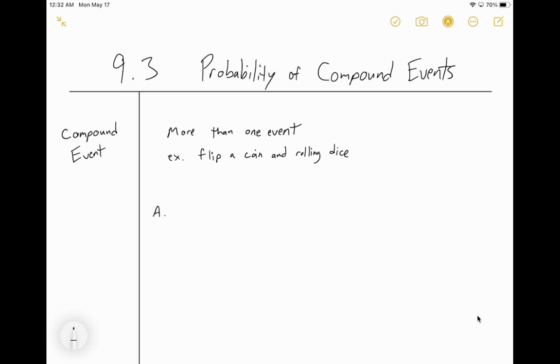So let's go ahead and do an example of a compound event. All right, go and write this down. The first one is, let's do this example. What is the probability of getting heads twice in a row? What's the probability of getting heads twice in a row? Okay, so what I'm looking for, you can write it this way, the probability of getting heads and then heads again.